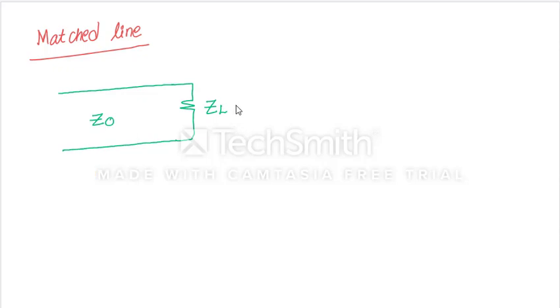If the load impedance is equal to the characteristic impedance, then the transmission line is called a matched transmission line. So if the load impedance is equal to the characteristic impedance, this is called a matched condition.